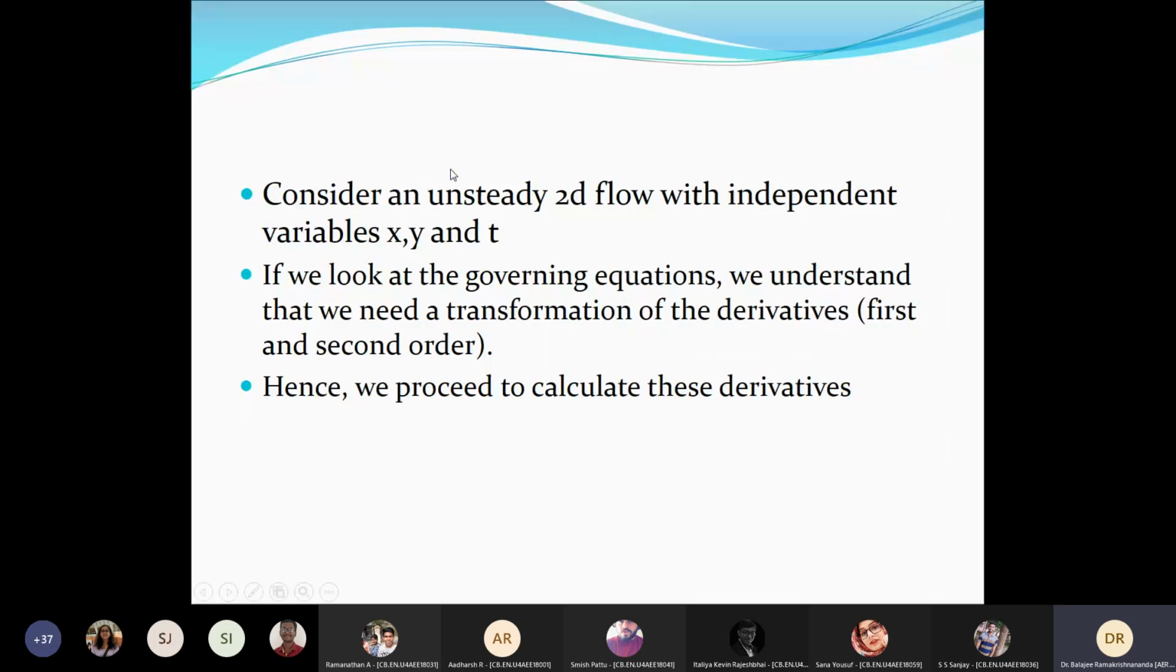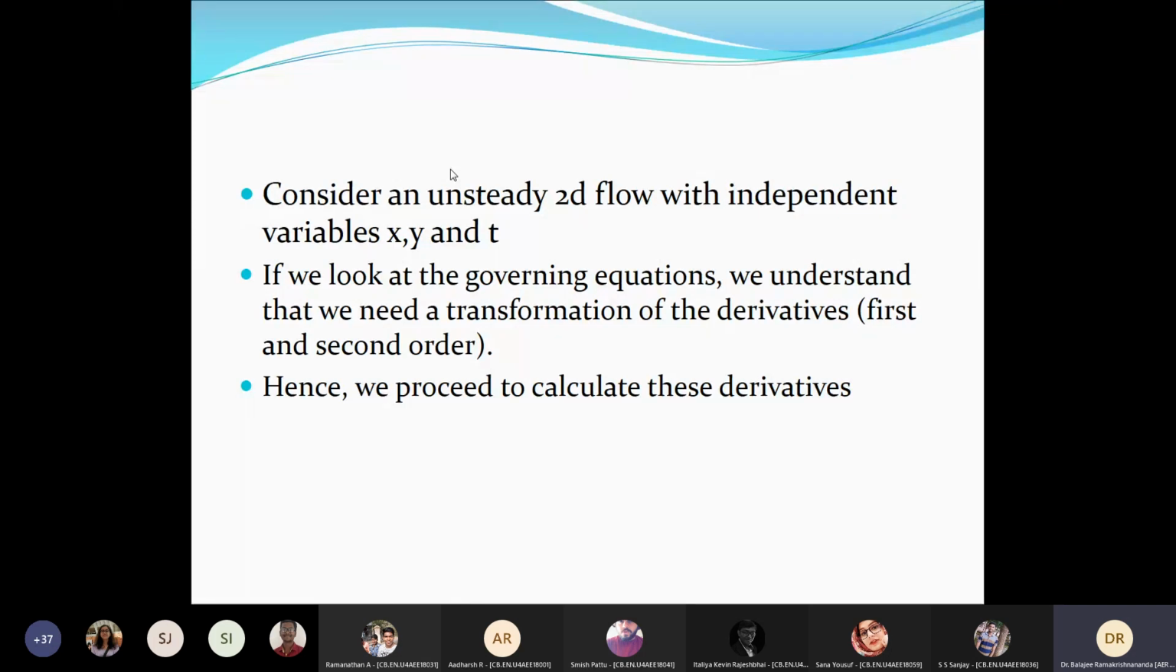Now we'll go to some mathematics. It is not scary actually. If you understand what it means, it won't be scary. If you look at the equations as a whole, they'll be bewildering. Now consider an unsteady 2D flow with independent variables x, y, and t. x, y for 2 directions in space, and t for the time.